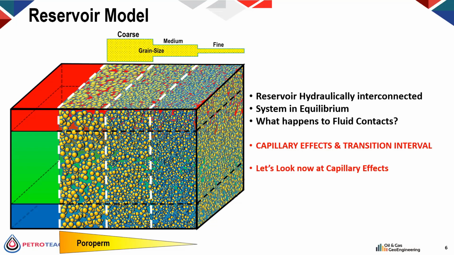But even though I've put dashed lines, we're assuming that everything is in communication. There are no barriers between them. They're simply all together in the same tank. So we've got a system which is in equilibrium. What happens at the contacts? Obviously, capillary effects will become apparent in the rocks, and what we'd like to start with is looking at what these capillary effects are that we're talking about.